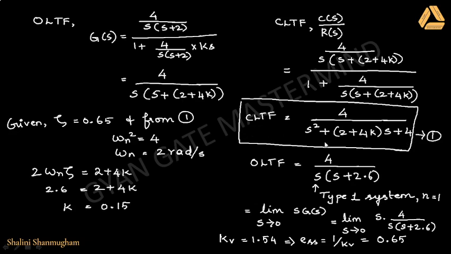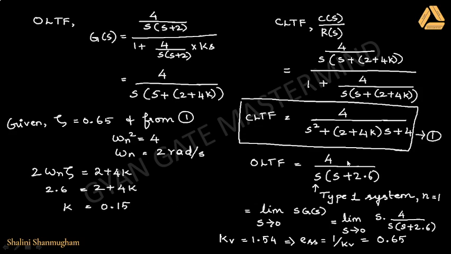Now from the closed loop transfer function, if you compare with the standard second order system, you can equate the coefficient of S and also the constant term, which is omega n square, can be given as 4, and you know that psi is 0.65 and the coefficient of S is nothing but 2 omega n psi, which is 2 plus 4k. So by substituting psi as 0.65, you will arrive the value of k is 0.15.